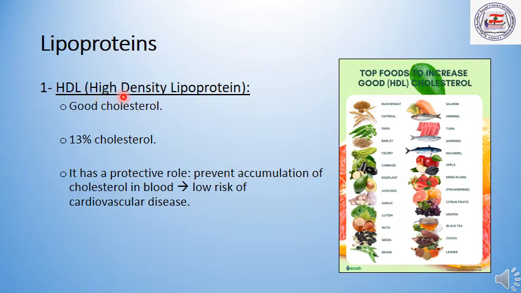The HDL stands for high density lipoproteins. You need to know that these are the good cholesterol, and that 13% of the molecule is made up of cholesterol. It has a protective role which prevents the accumulation of cholesterol in the blood, and therefore leads to low risk of cardiovascular diseases. In the picture to the right, you're able to see some examples of the top foods that increase the good cholesterol in our body, that increase the HDL.